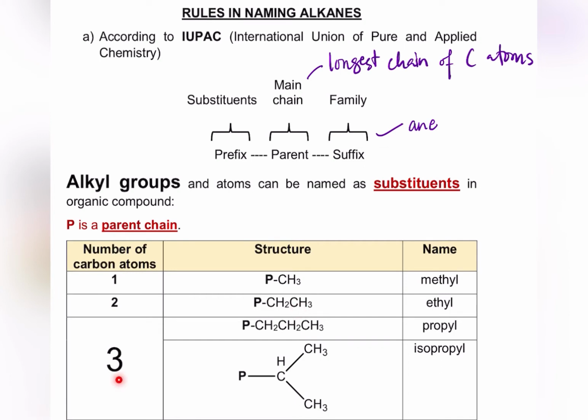Next one, I have three carbon atoms. There will be two types of substituents that can exist with three carbon atoms. The first one is propyl and the second one is isopropyl. The structure for isopropyl is just like when you draw kaki ayam, a chicken foot. So this is how you draw kaki ayam. For example, if I draw in the skeletal structure, I have my parent chain attached to one carbon, and then two carbon, and then the third carbon. So this is the structure for isopropyl in skeletal structure.